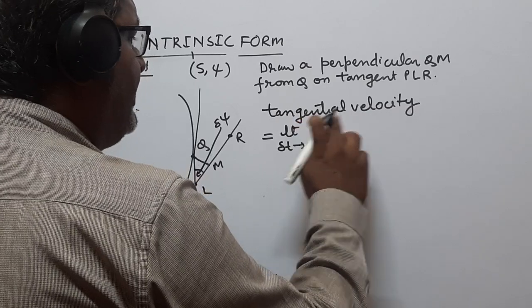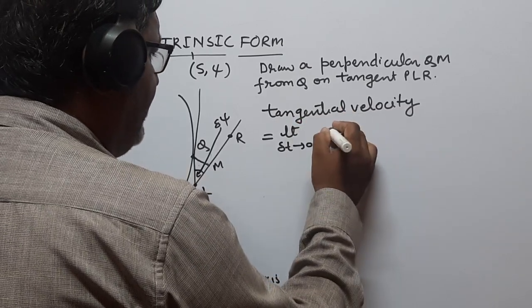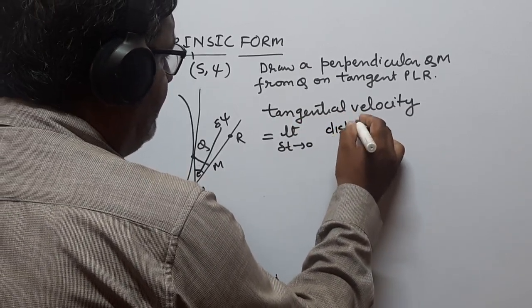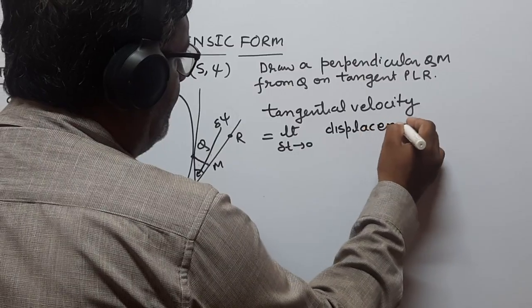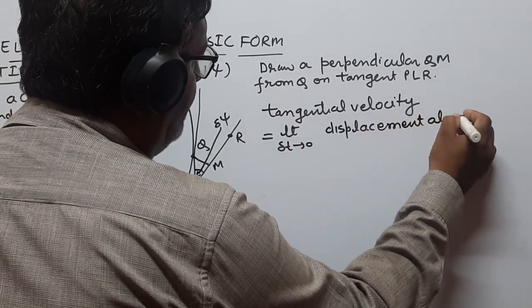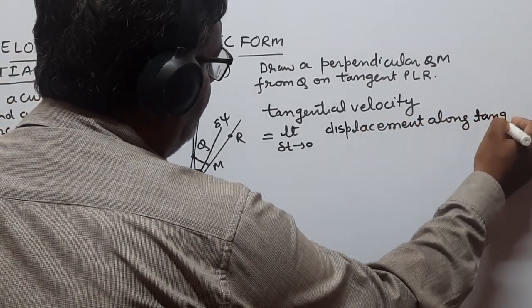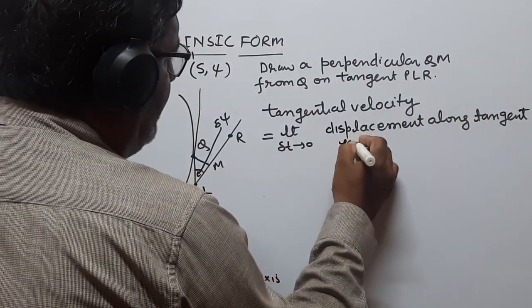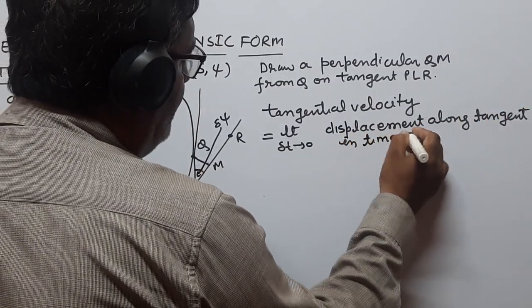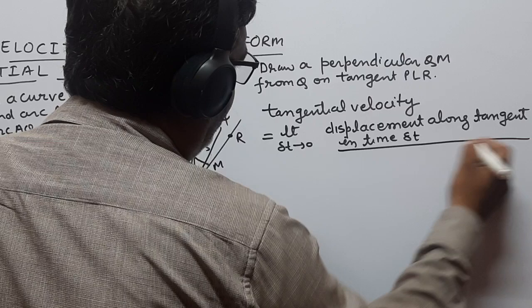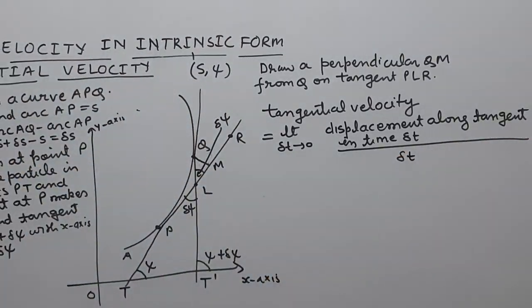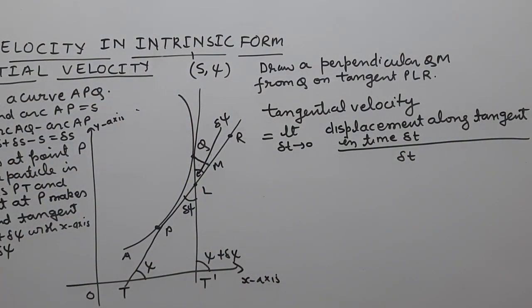Here we find the tangential velocity, so we write displacement along the tangent in time del t, divided by del t. So when we find the displacement along the tangent, the rate of change of displacement along the tangent in time del t, we get the tangential velocity.